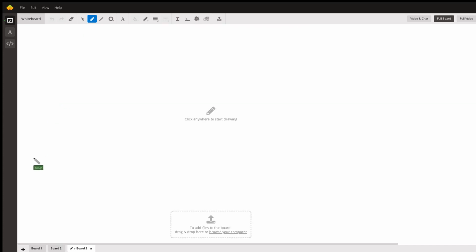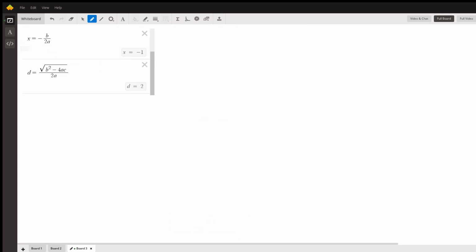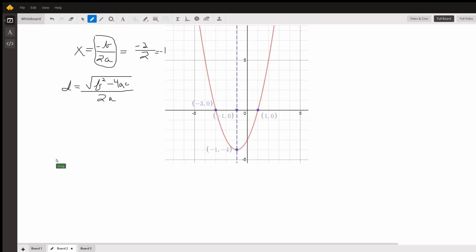Let's go to board 3. There again is the opposite of b over 2a, x equals -1. And here's what I'm calling d, the square root of b squared minus 4ac all over 2a. That's a value of 2. Well, if we go back to this board right here and talk about this distance right here, the distance from the axis of symmetry to one of the roots of the equation, that's 2. And so is this right here.